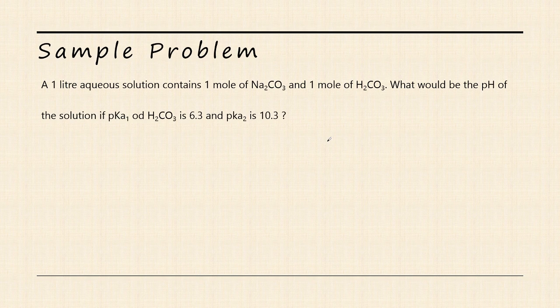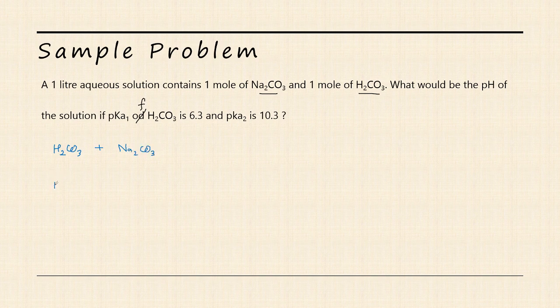A 1 liter solution contains 1 mole of Na2CO3 and 1 mole of H2CO3. What would be the pH of the solution if pK1 of H2CO3 is 6.3 and pK2 is 10.3? As soon as people see this question, a lot of people start thinking, will a buffer form, will salt hydrolysis happen. The best way is to first write what species are given. So we have been given H2CO3 and Na2CO3.